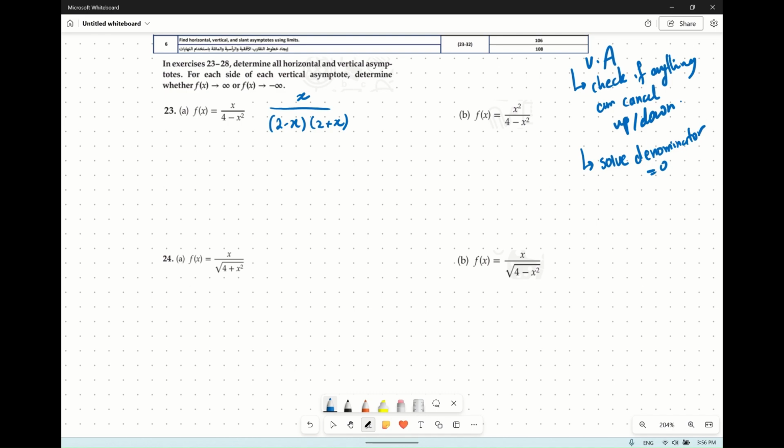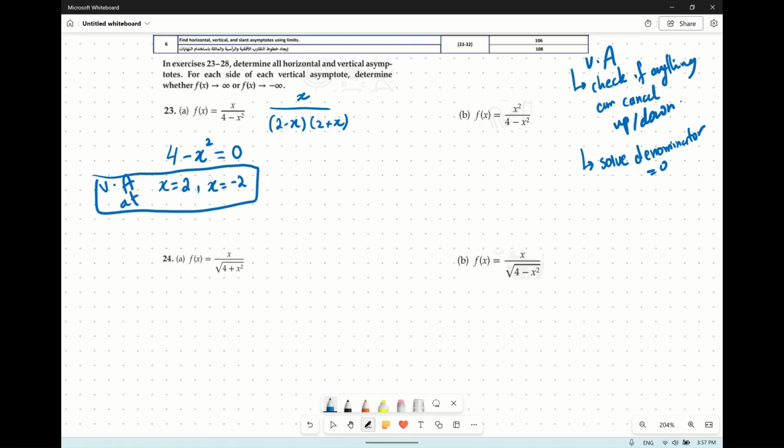What is my next step? Take the denominator and solve it equal to 0. So the denominator is 4 minus x squared. If I solve it to 0, how much will I get? I will get x equal to 2, x equal to minus 2. So what does this mean? This means that I have a vertical asymptote at these two values.